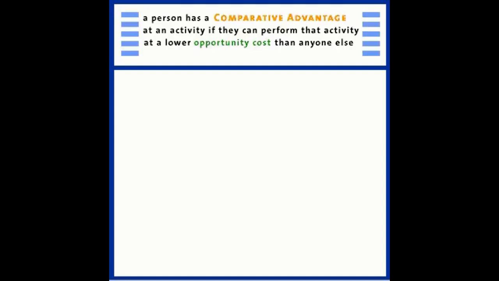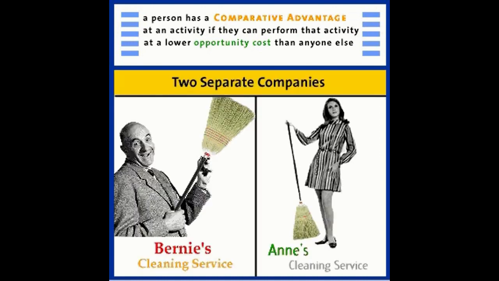We're going to find out that because of their different abilities, Bernie and Anne can form a joint venture and, in fact, do a lot more cleaning together than they can do separately. Let's begin by looking at Anne's productivity. Let's suppose that Anne has the following unit labor requirements. Anne is able to scrub a room in 5 minutes, and Anne can sweep a room in 5 minutes.